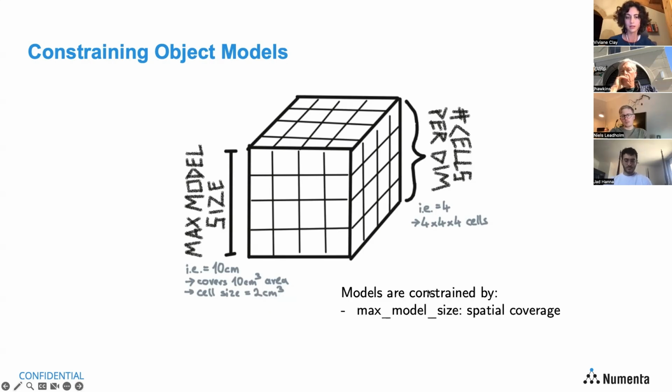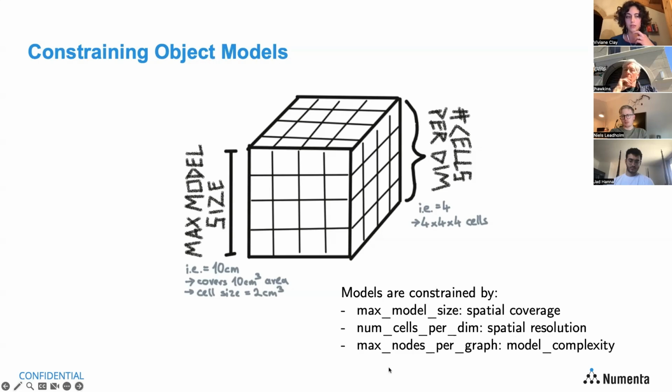So the maximum model size would constrain the spatial coverage: how large can the objects be that are modeled? The number of cells per dimension would constrain the spatial resolution: how high of a resolution can we represent of this object? And then the third constraint is maximum nodes per graph. The most statistically regular cells are going to cross a node permanence threshold, and then they're going to be used for matching. However many top K winners we pick here defines the model complexity.